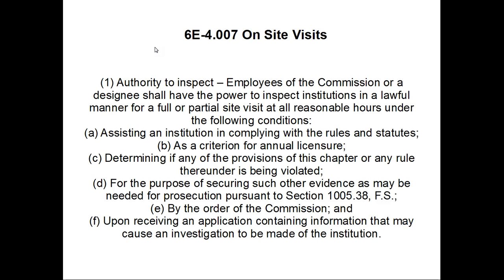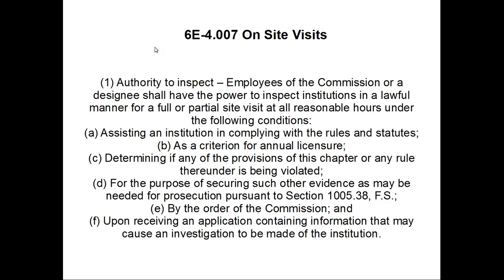6E-4007 On-site visits. Authority to inspect. Employees of the Commission or designees shall have the power to inspect institutions in all lawful manner, by full or partial site visit, at reasonable hours or under the following conditions: assisting the institution in complying with the rules and standards as criteria required for annual licensure, and determining if a provision of the chapter or any rule thereunder is being violated.